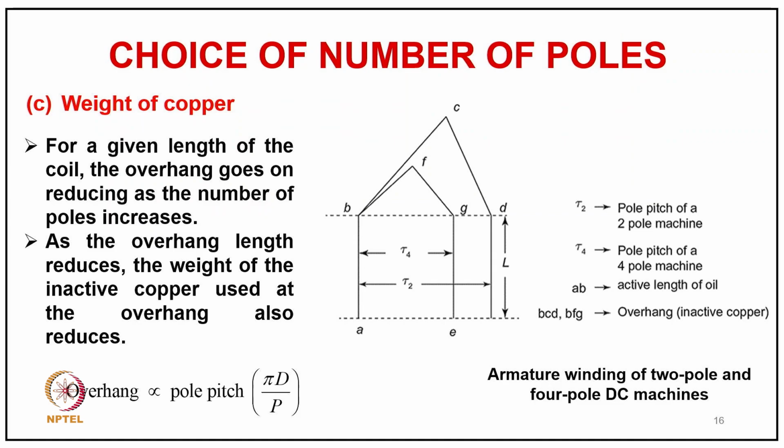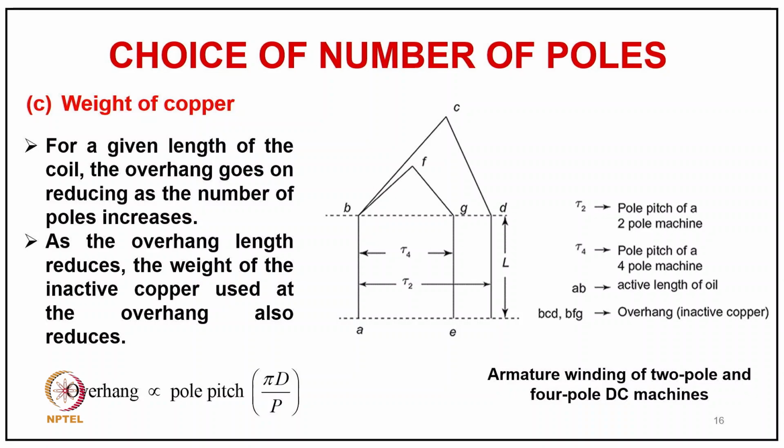As you can see, as the number of poles increases, the pole pitch decreases, and that is the reason you can clearly see that in the lower part of this the overhang portion is reduced. Compared to the length of BCD, the length of BFG is lower. So you can call it the weight of the copper for this winding. For a given length of the coil, the overhang goes on reducing as the number of poles increases.